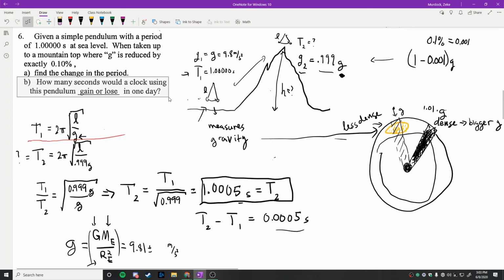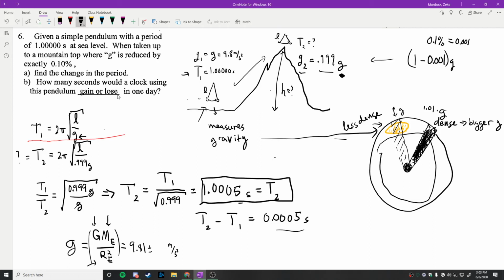Is it going to gain seconds, or is it going to lose seconds? Think about that. What do you guys think? You can answer in the chat. Gain? Lose? Gain? Okay. It's good to see that there's some dispute. It's not obvious. Will a longer period lead to a clock that's behind or ahead?